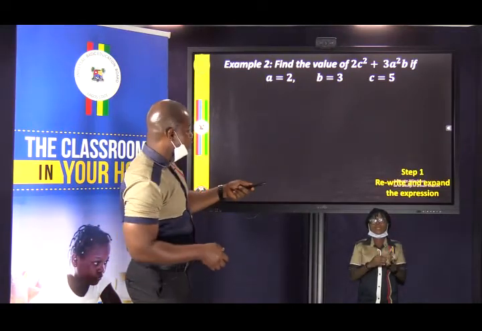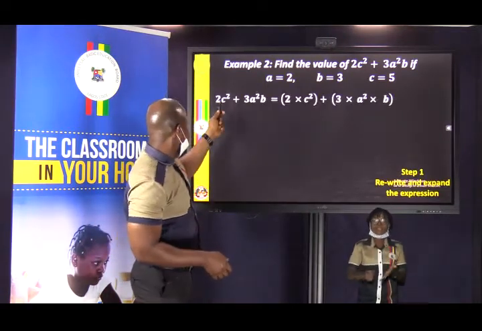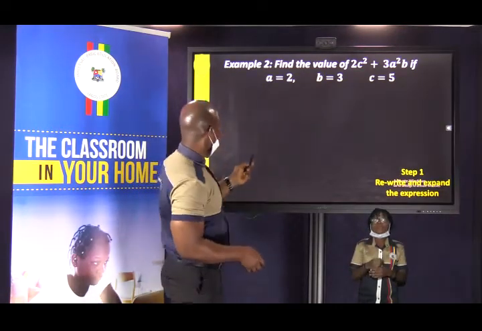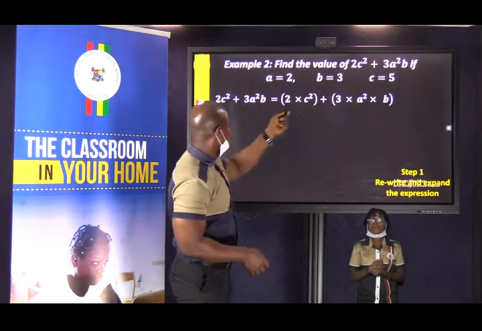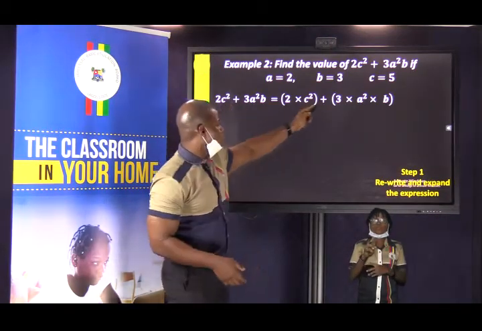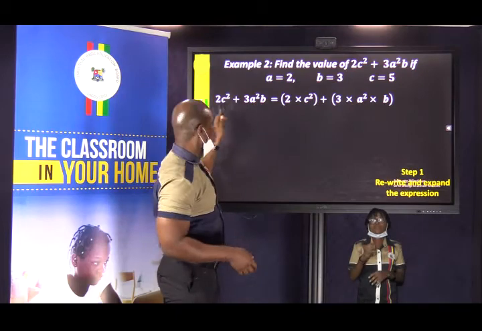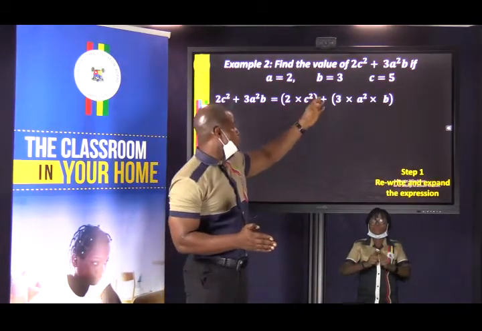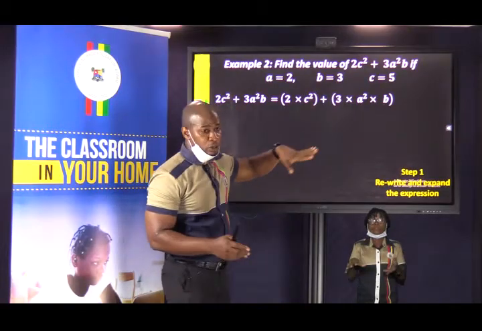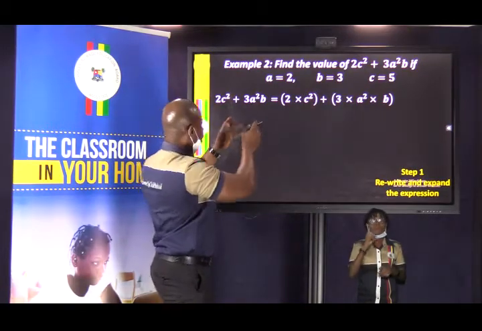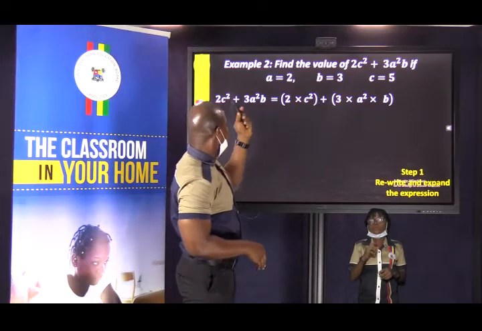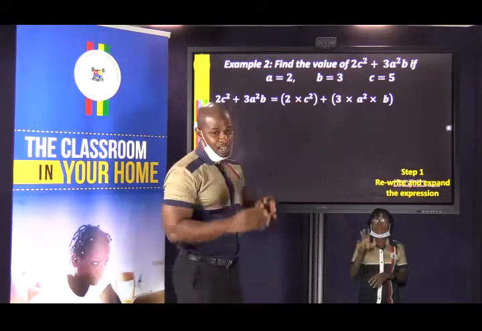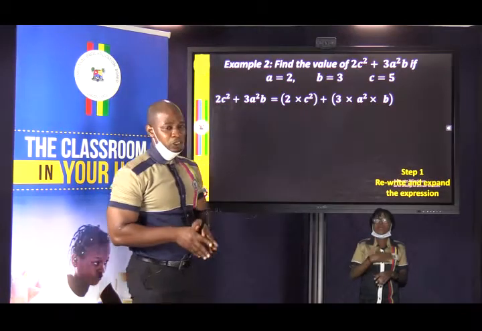Again, we rewrite and expand the expression 2c squared. That means 2 times c squared. Then this plus comes forward. I use a bracket to separate the terms so that I don't make the mistake of confusing the multiplication with the addition and then the other multiplication. So for each term, I put a bracket. Now 3a squared means 3 times a squared, then times b. I've expanded the expression. Now I can substitute.